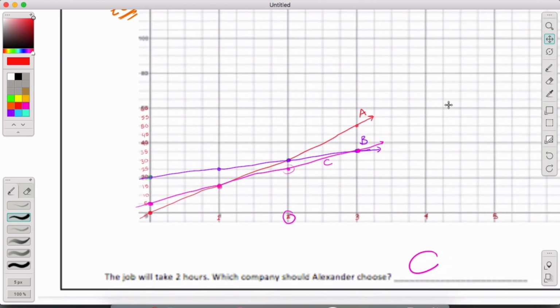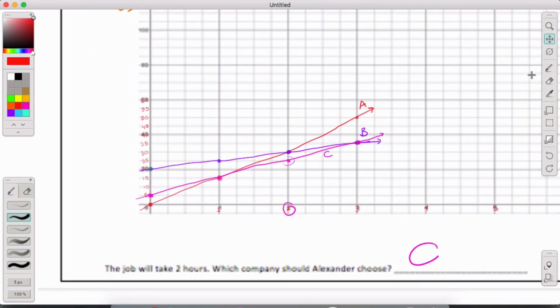And I already kind of went into detail about this one and how I figured out it was C, but just to reiterate, the question asks, the job will take 2 hours. So this bottom, or this x-axis, is the hours, and this is the money here. So if I went to 2 hours and I go all the way up, the first line that I hit is the C, meaning that at 2 hours it's only going to cost company C $25 versus the $30 that company B and A would charge. So we definitely want to go with company C.